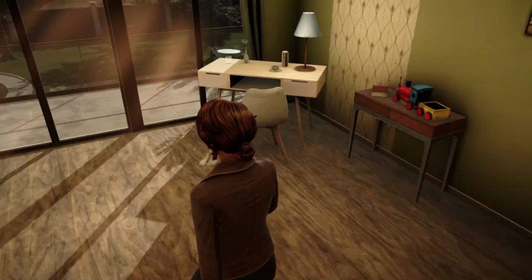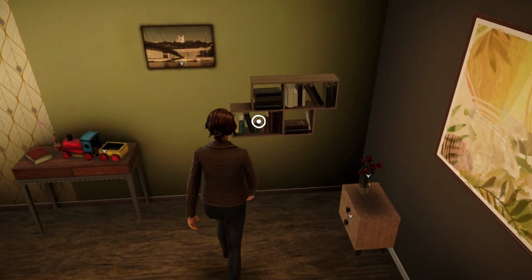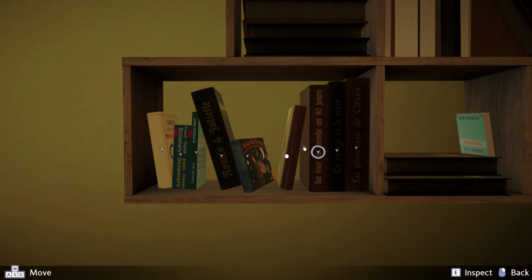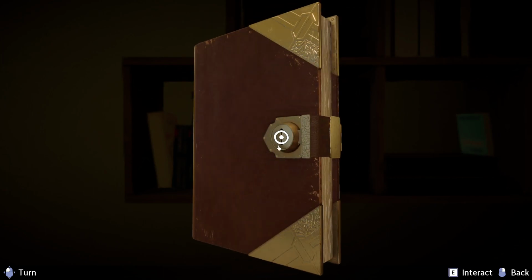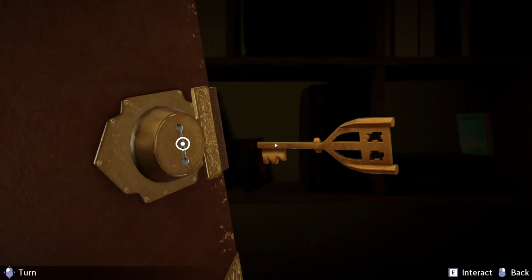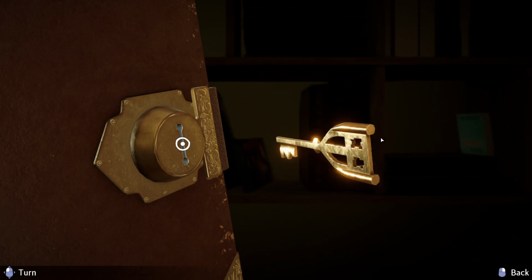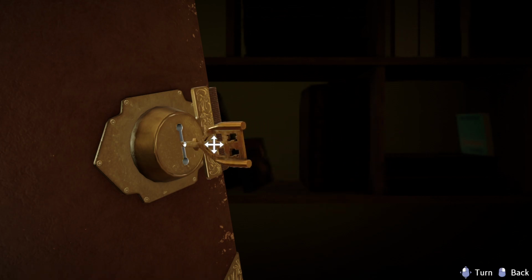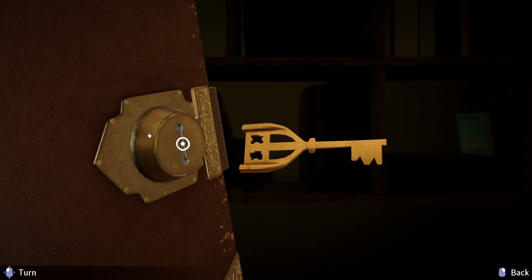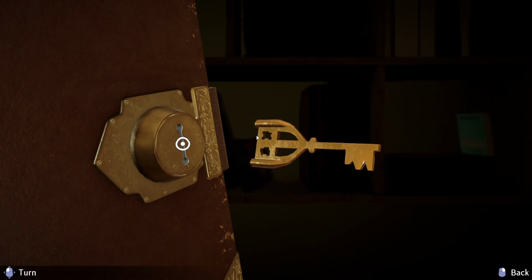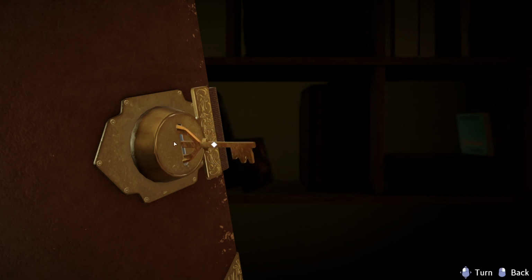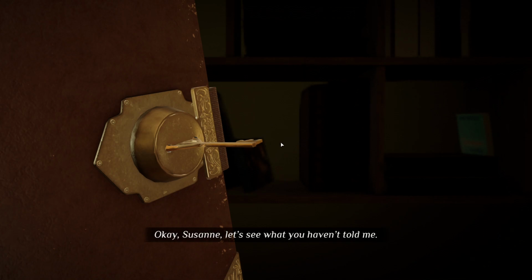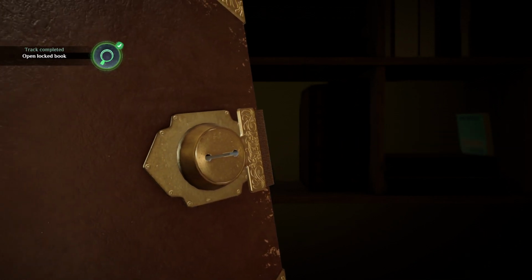Before we discover what's inside this diary. Okay, no, nothing else. So let's get the... Not this one, come on. The diary, yes. Oh, I have to move it like this, alright. That doesn't work. Really? Oh, okay, maybe like this. Okay, Suzanne. Let's see what you haven't told me. Interesting.